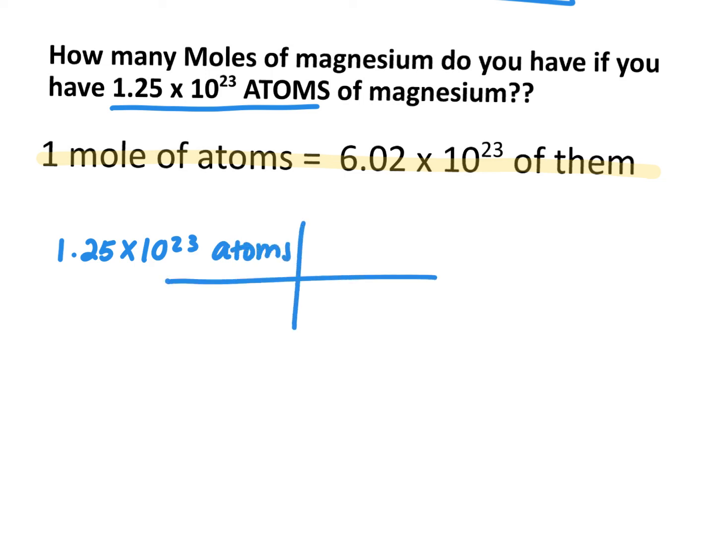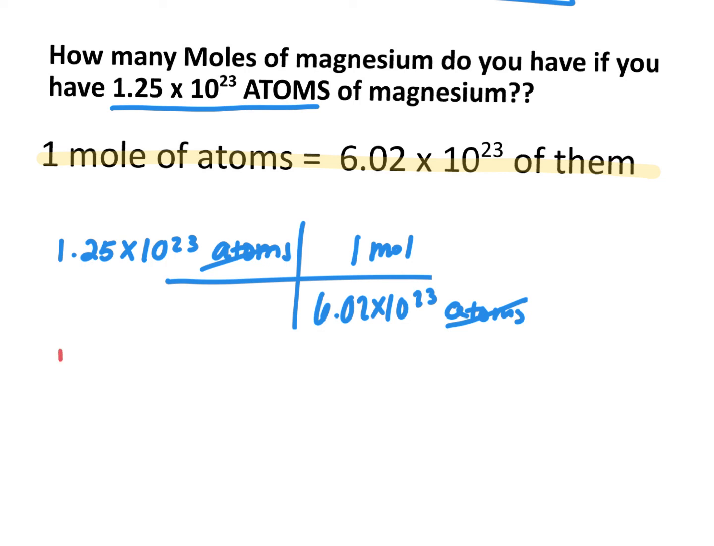The only difference is now I'm going to have to go from atoms to moles. So I know that I have 1 mole on top. I need to have atoms on the bottom. And that is where I'm going to type my 6.02 times 10 to the 23 atoms. To solve, just like before, I'm going to multiply across, divide by the bottom.